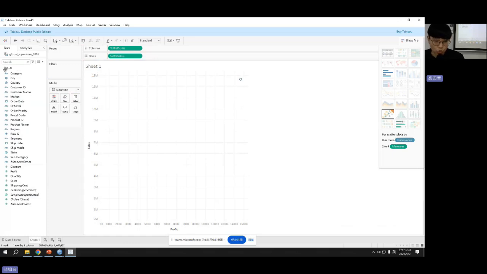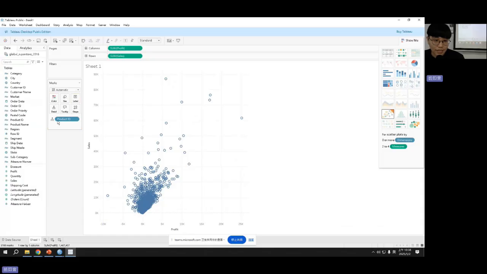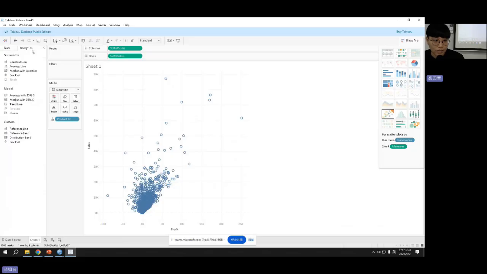And then we want to categorize the products, right? So we click Product ID. That means this scatter plot will show the product IDs based on the profit and the sales. Then, to do the cluster, we go to the Analytics function here, and we put Cluster inside by double clicking.